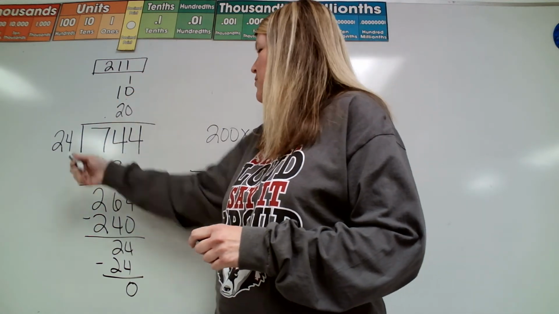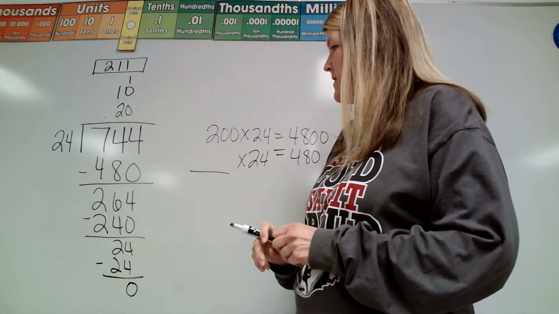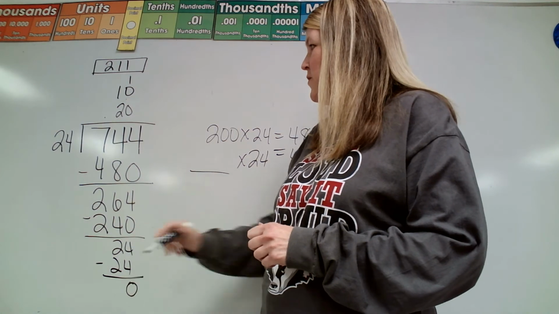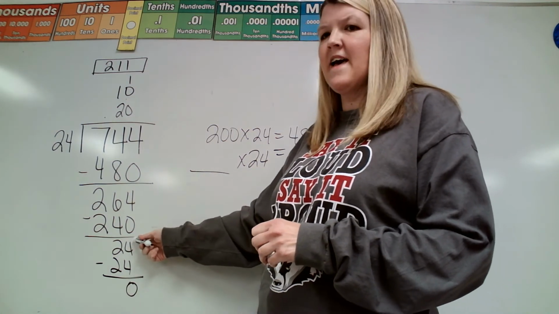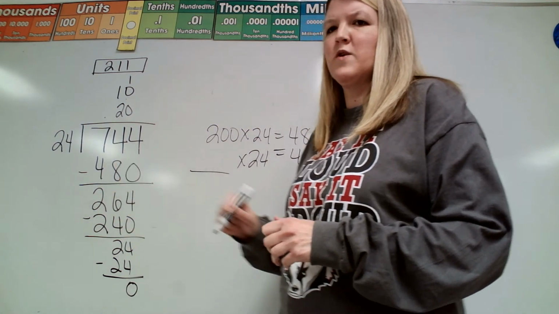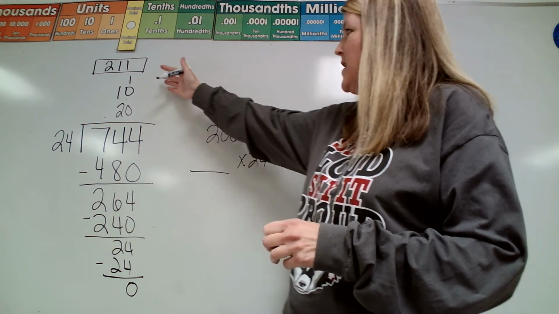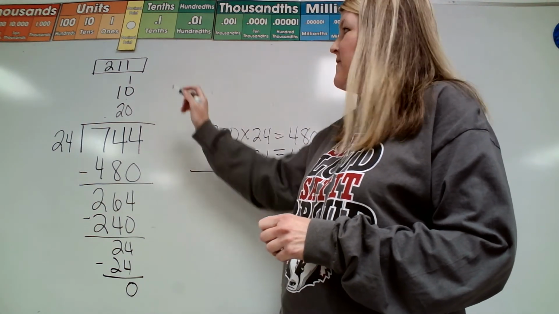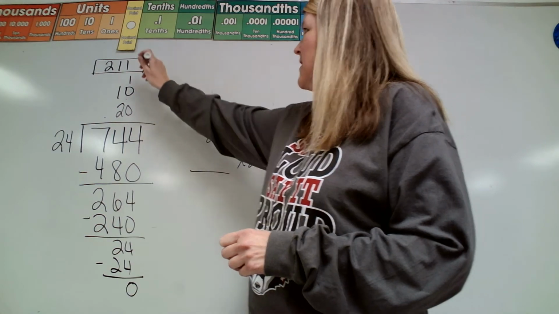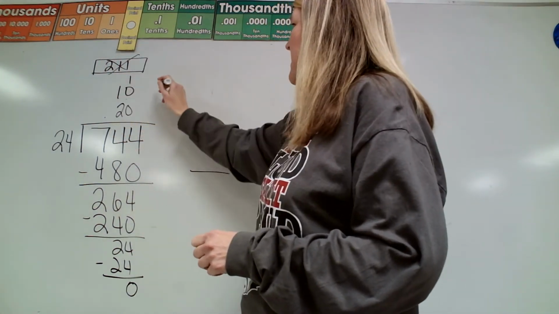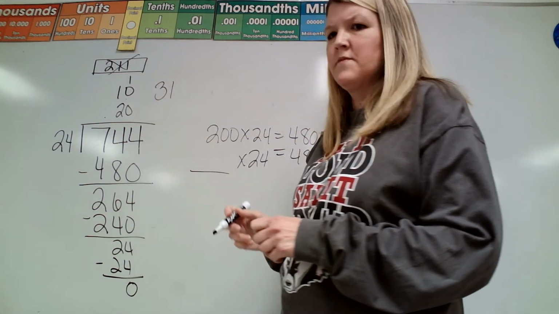So 10 times 24 gives me 240. Then I subtract and I have 24 left over. So that's exactly enough to make another group of 24. So that's why I put the 1 here. So now if I add these three together, I don't get 211, I get 31.